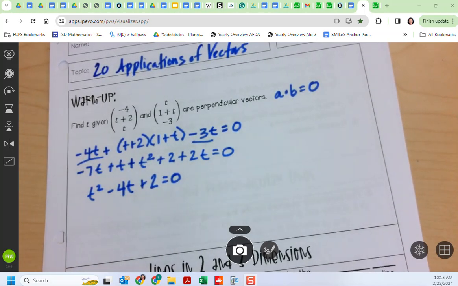Yeah. I try to make my t's have like a curved bottom so they don't look like a plus, but my pluses aren't that straight either, so it's hard to tell. But it is t squared minus 4t plus 2 equals 0.